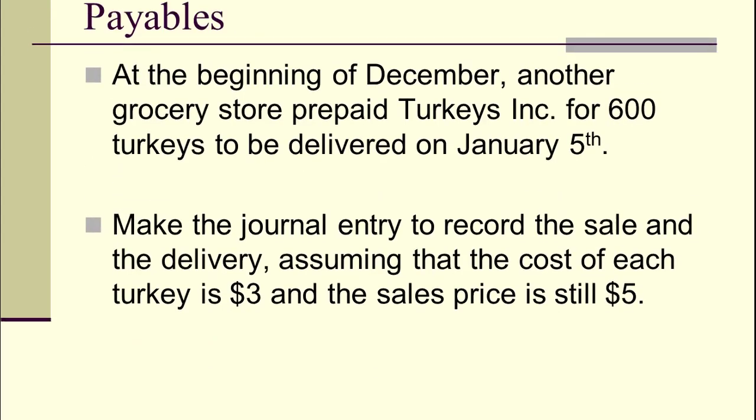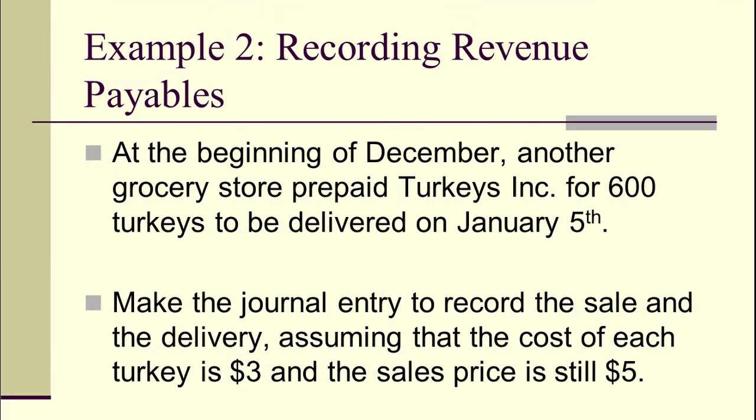The other revenue payable is unearned revenue. Unearned revenues are revenues we collect up front and then we provide the good or service later. So in this case, the company has come in at the beginning of December and placed an order for 600 turkeys to be delivered in January. Why? Because they're missing the holidays, I don't know, but it works out. They're going to give us the money today. We're going to send them these turkeys later on.